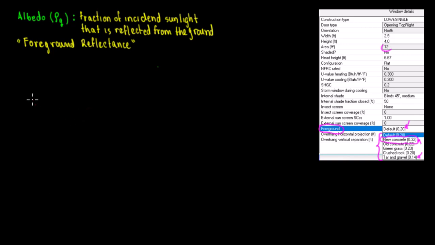Okay, so now that we know that, we're gonna make a graph in here for albedo. This is depending on the ground. Mainly, you need to know what type of ground you're talking about. You can have new concrete, you can have green grass. Typically for grass, it's 0.23. As usual, the default they put as 0.2.